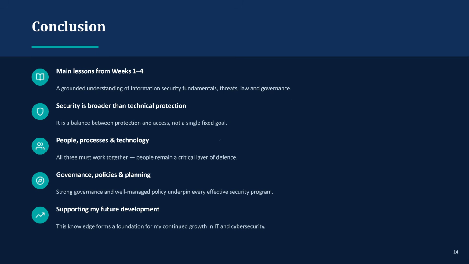These 4 weeks have given me a strong foundation for the rest of my IT studies and careers. They have also helped me understand my cybersecurity knowledge. They help me to understand why cybersecurity is such an important part of the IT industry.